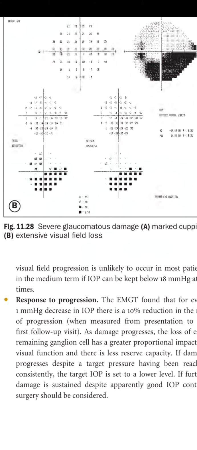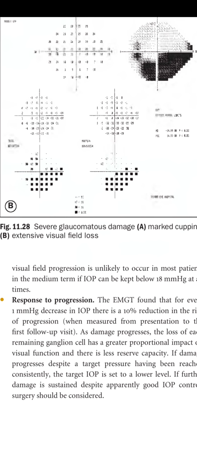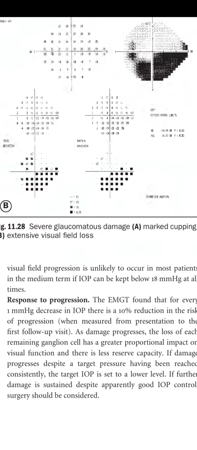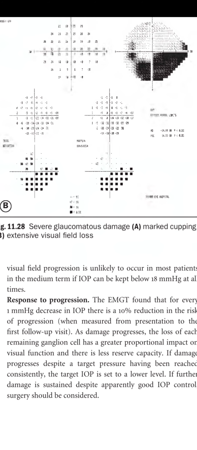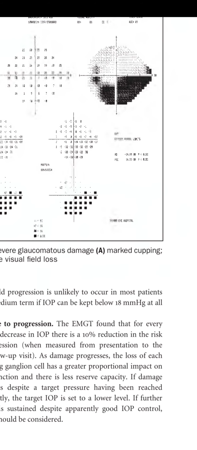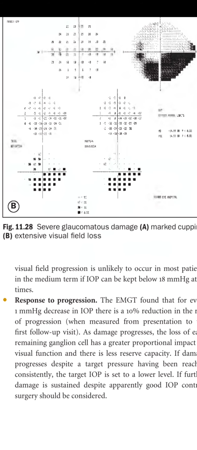This is measured from the presentation to the first follow-up visit. As damage progresses, the loss of each remaining ganglion cell has a greater potential impact on visual function, and there is less reserve capacity. If the damage progresses despite a target pressure having been reached consistently, the target IOP is set to a lower level. If further damage is sustained despite apparently good IOP control, surgery should be considered.